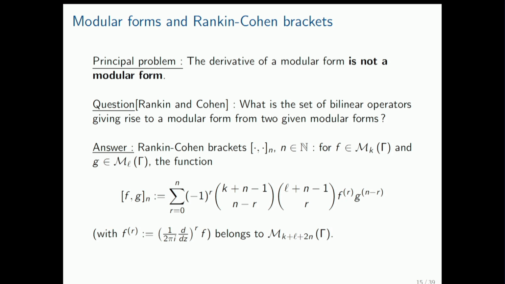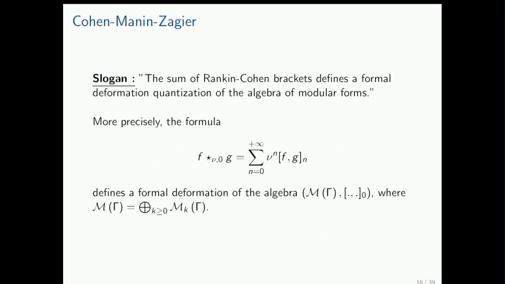Then you have another observation due to these three mathematicians, and I can summarize this observation as a slogan: if you sum Rankin-Cohen brackets, you can define a deformation quantization on the algebra of the modular forms. So this is the formula. You see, by summing Rankin-Cohen brackets and by introducing a deformation parameter, you deform the algebra of modular forms.